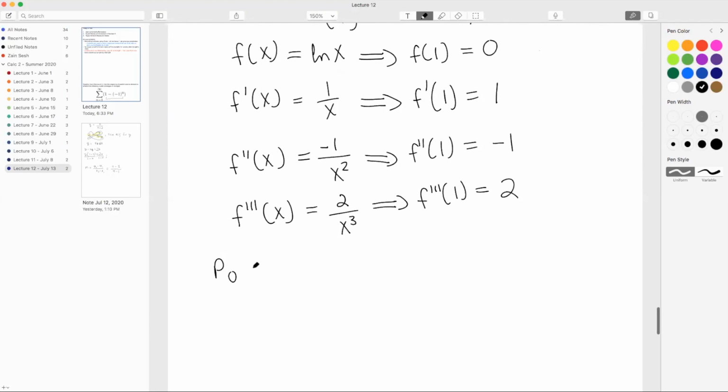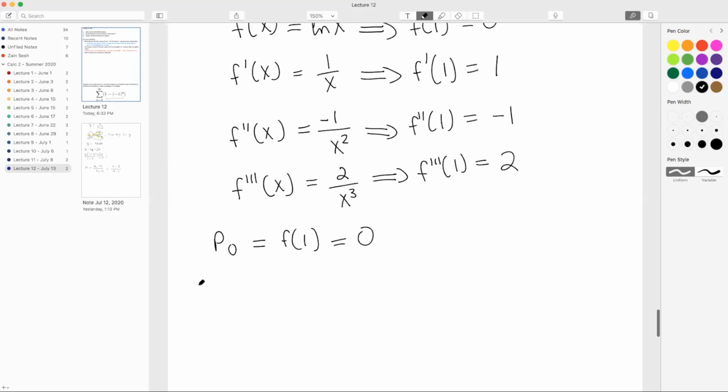So P naught is always just f of a, where a is the value that you're centering your power series about. So that's just going to be f of 1, which we figured out to be 0. So that's P0. Now P1 is going to be f of 1 plus f prime of 1 multiplied by x minus 1. That's just the first partial sum of our Taylor series. Let's plug everything in. This will just be x minus 1. Why is that? Well, f of 1 is 0, so that goes away, and f prime of 1 is 1. That's why I'm just left with x minus 1.